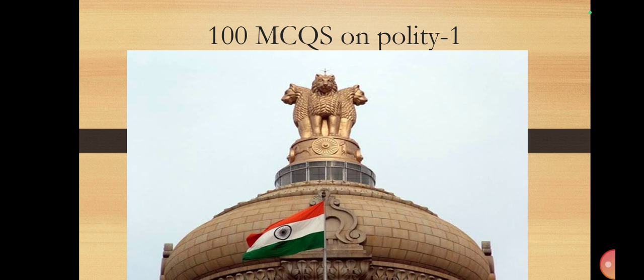Consider the following statements. Question number 86. Establishment of three-tier Panchayati Raj system: a Gram Panchayat at the village level, Panchayat Samiti at the block level, and Zila Parishad at the district level. The village Panchayat should be constituted with directly elected representatives, whereas the Panchayat Samiti and Zila Parishad should be constituted with indirectly elected members. Rajasthan was the first state to establish Panchayat.